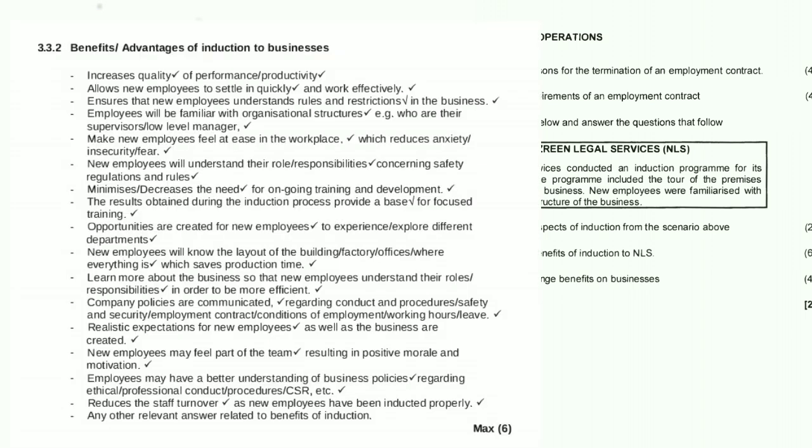Increase quality of performance or productivity. Allows new employees to settle quickly and work effectively. Ensures that new employees understand rules and restrictions in the business.